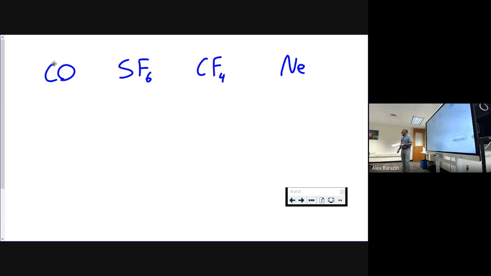Now, when it comes to how fast the particles are moving, it depends upon a couple things. It depends upon the temperature.